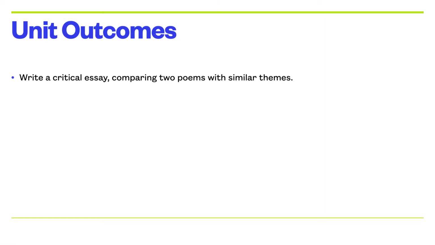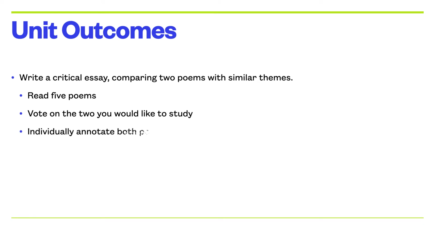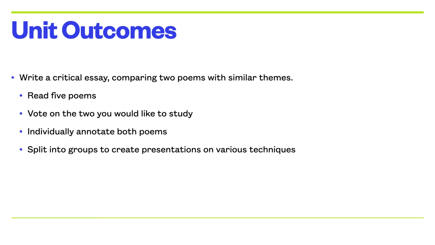Unit outcomes then. We are going to write a critical essay comparing 2 poems with similar themes. We're going to read through 5 poems and make sure we understand them. Then the class is going to vote on the 2 you would like to study. We're going to make sure both those poems are annotated. Then groups of you are going to create presentations on various techniques. Then we're going to look at how to write a comparison essay, and then we're going to write the essay.